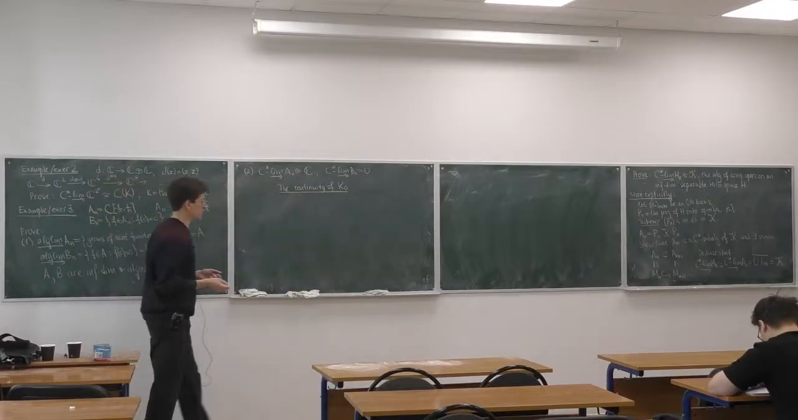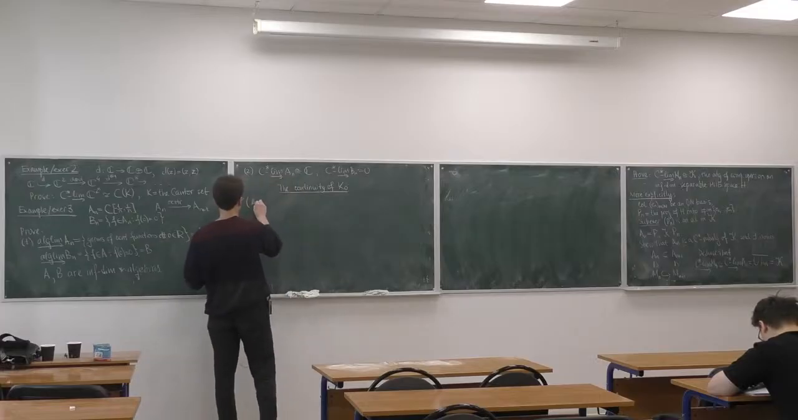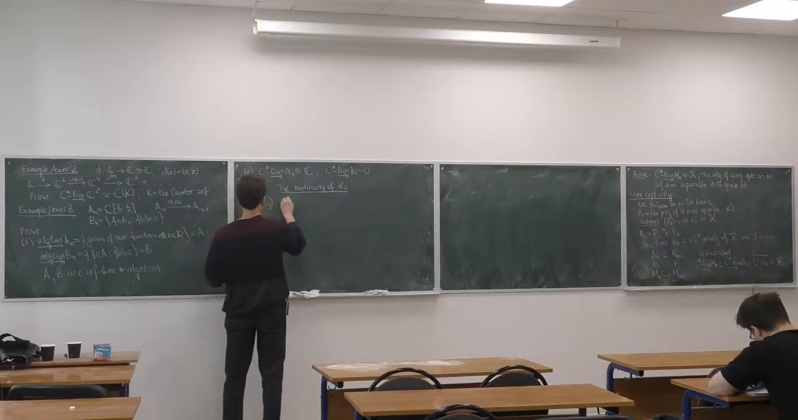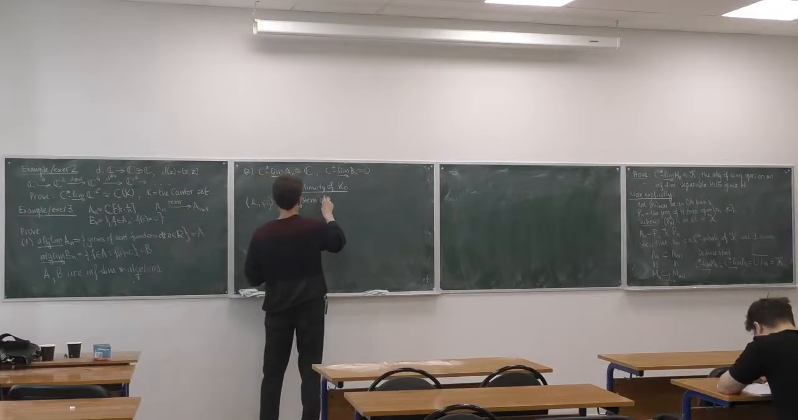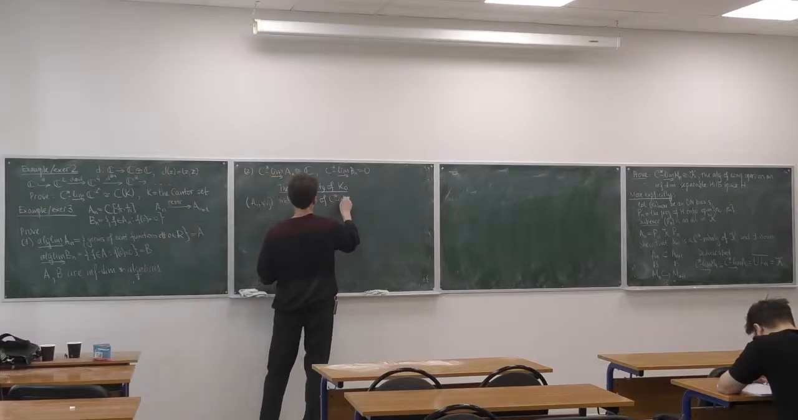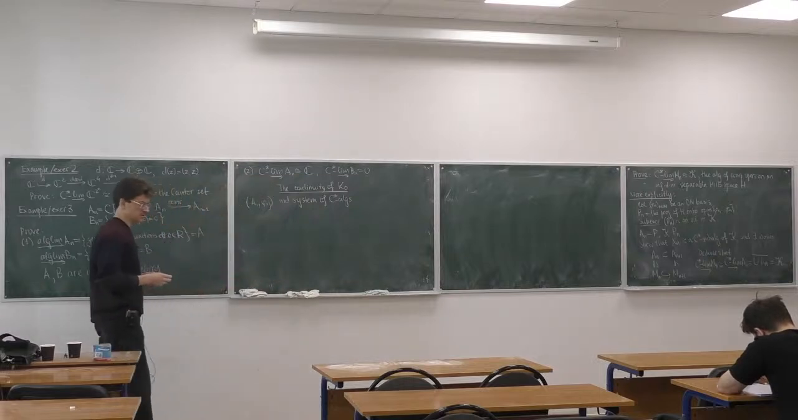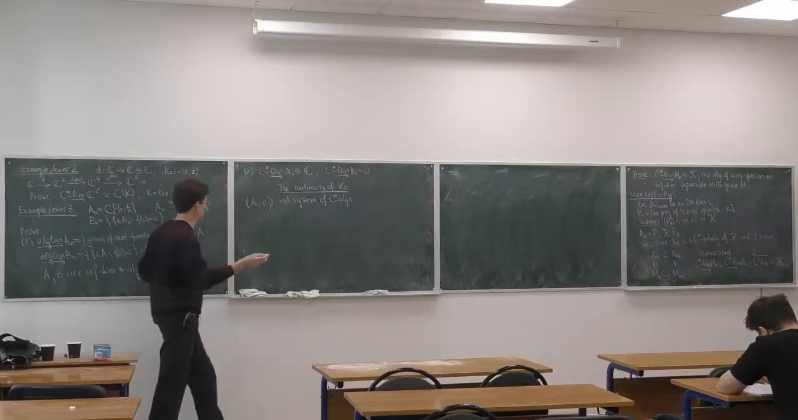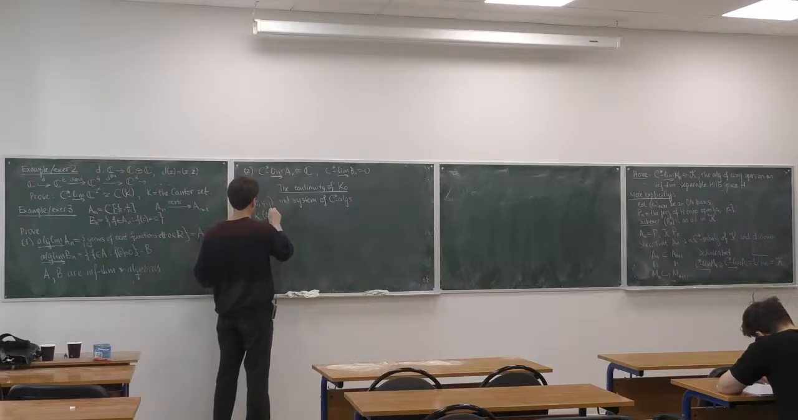So suppose we have an inductive system of C-star algebras, Ai, together with connecting maps phi ij. Inductive system of C-star algebras. Let's apply the K0 functor. So it is a functor. So clearly, after we apply this functor, we get an inductive system of abelian groups.